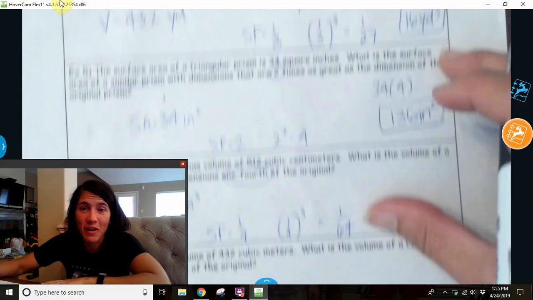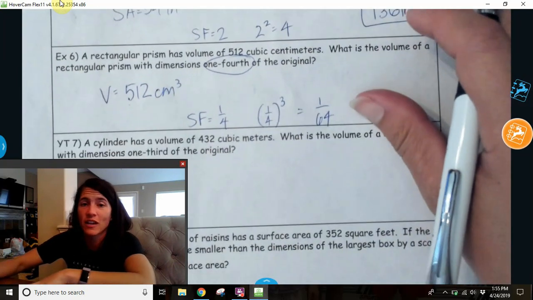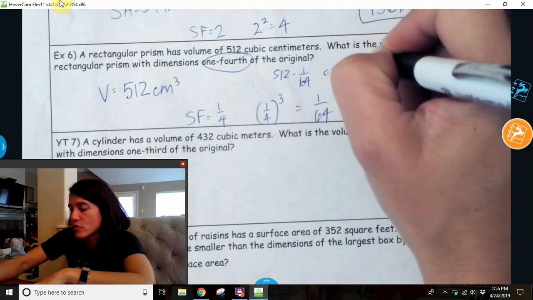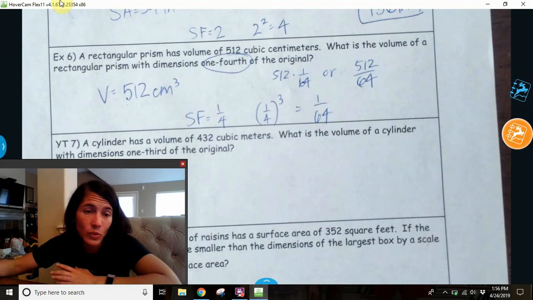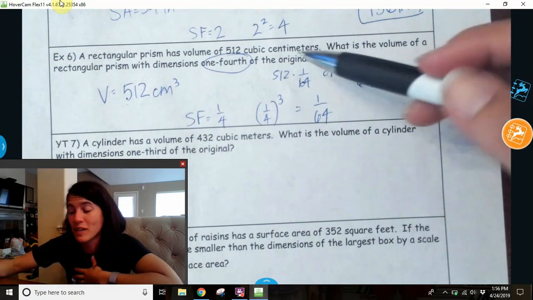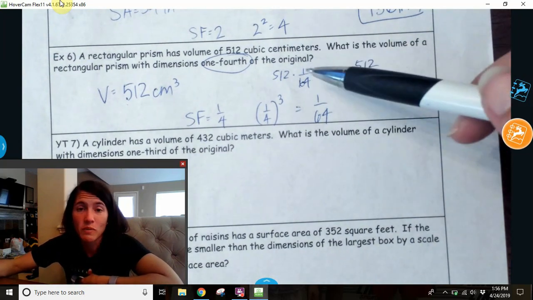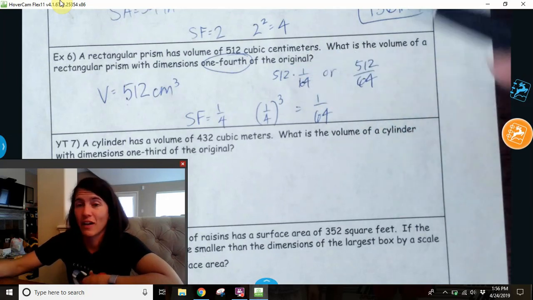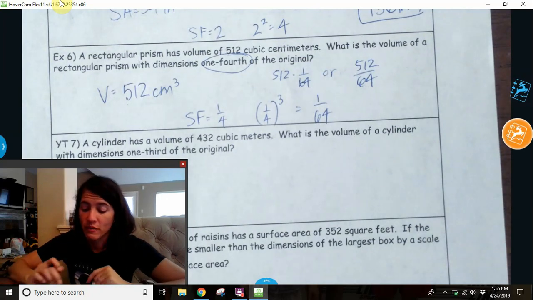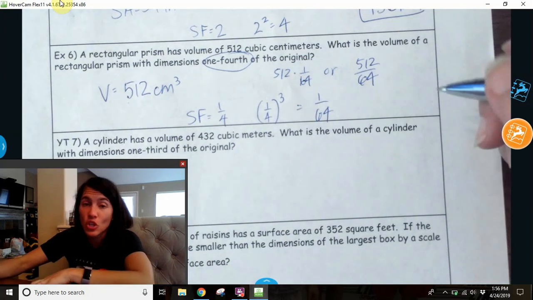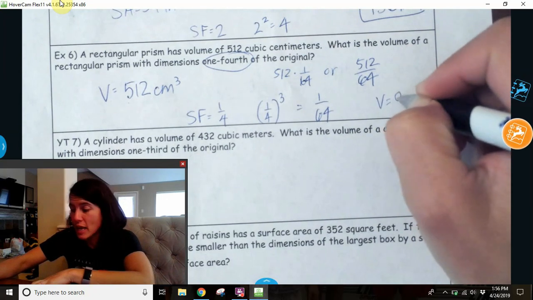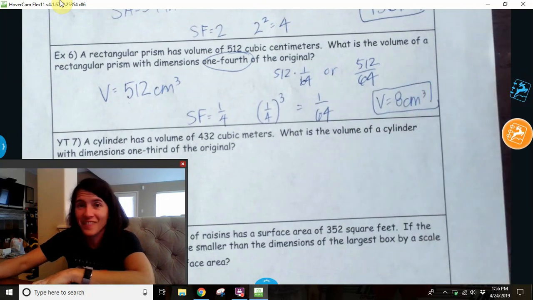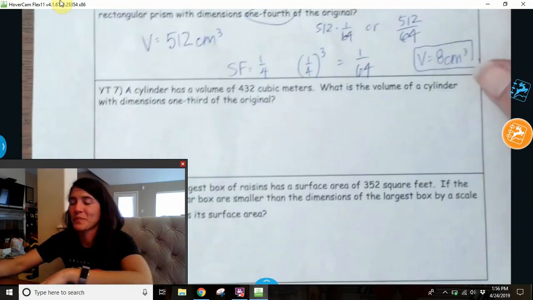And like I said just above, at number 4, you have 2 choices. You could say 512 times 1/64 or 512 divided by 64. It doesn't matter to me which one you choose because mathematically they mean the same thing. You're multiplying by the scale factor cubed, and multiplying by this fraction is the same thing as dividing. So I'm just going to divide it. 512 divided by 64, which means the new volume is 8, what are we talking about? 8 centimeters cubed. All right, so that is the new volume.